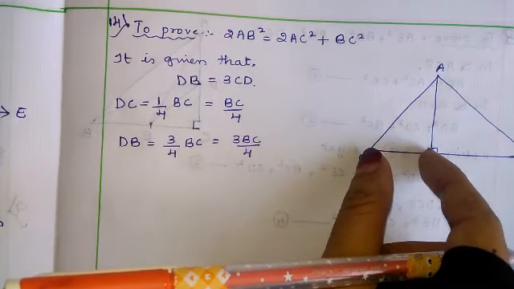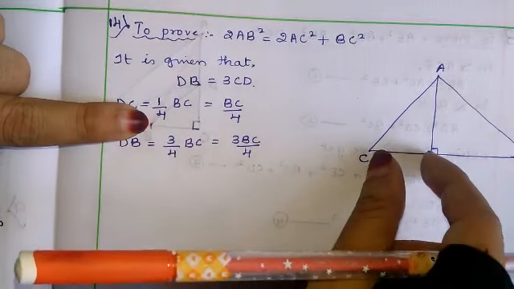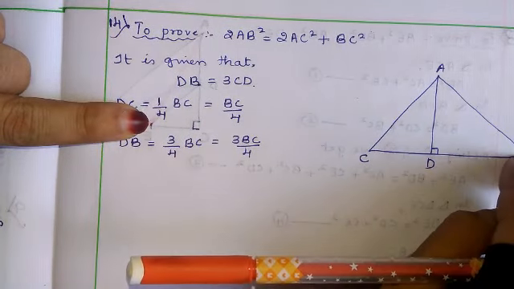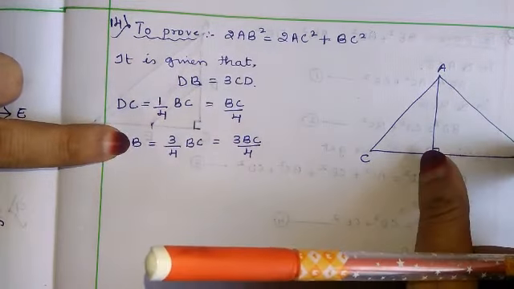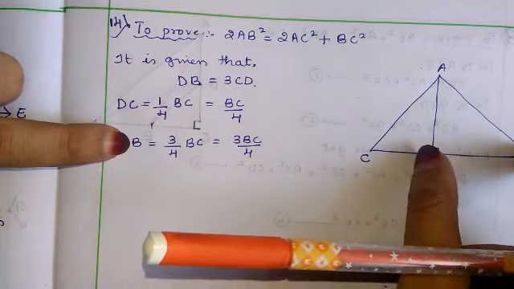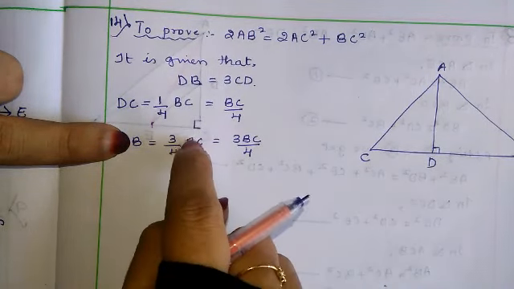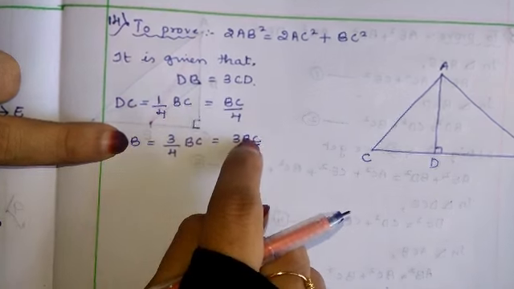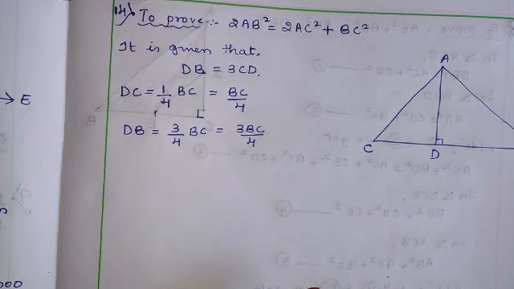This DC part is 1/4 of the full part. The full part is BC. DC is 1/4 of BC. So I have written here BC into 1 is BC by 4. DB is nothing but 3/4 of full BC, so 3 into BC is 3BC by 4. Now let us start proving what they have given.